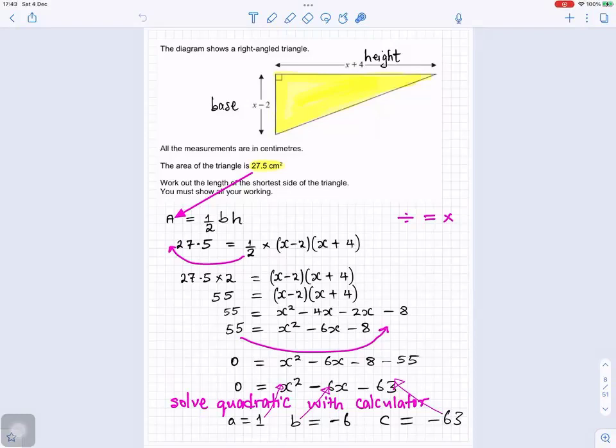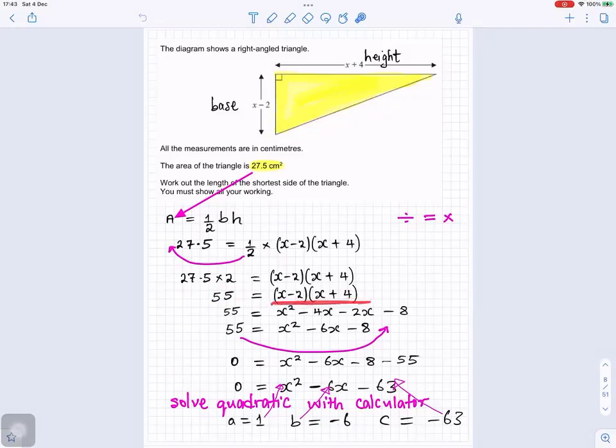So area of a triangle is half times base times height. We're told the area is 27.5, which equals half times, we use x minus 2 as the base and use x plus 4 as the height. So 27.5 times 2 gives us 55. 55 is equal to x minus 2 times x plus 4.